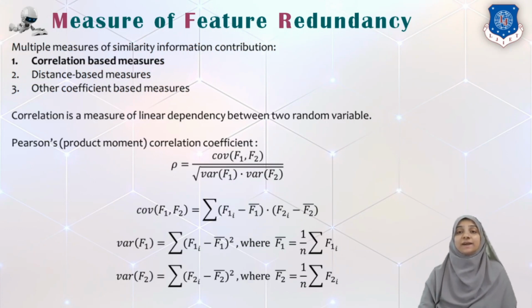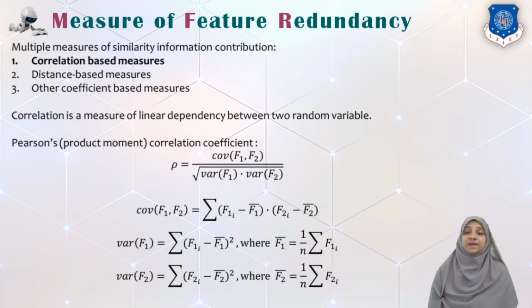Let us understand and see what is correlation-based measure. Correlation-based measure is a linear dependency measure for identifying the linear dependency between two random variables. Say for example, I have feature 1 and feature 2 and I need to identify whether they are correlated or not. That means increasing one is having what effect on another variable's value.